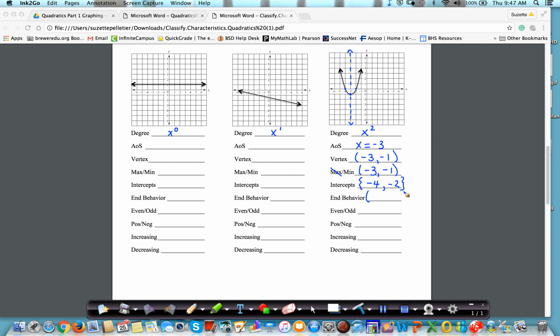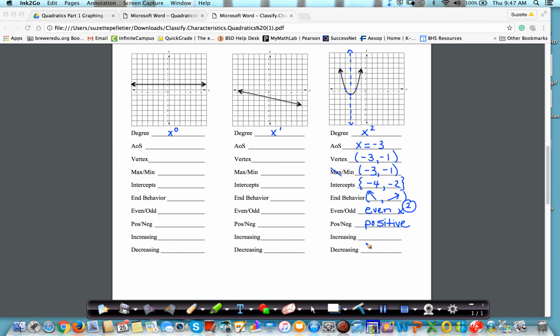The end behavior, the left side of my graph looks like it's going up, up, up. And the right side of the graph is going up as well. So up and up, with a comma in between them, shows me the end behavior, okay? This function is an even function because it is a power of 2. That makes it even. And again, this parabola is heading upward, so it has a positive a value in front of the equation.